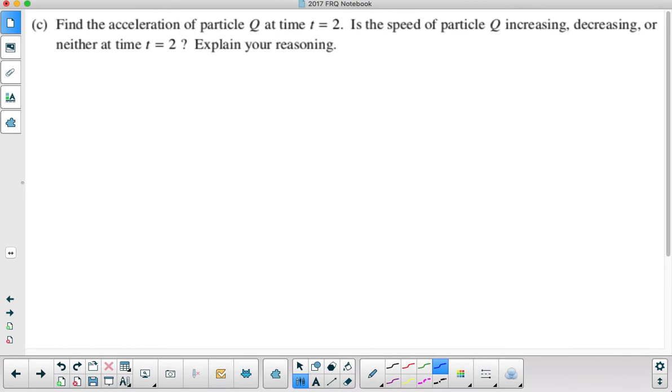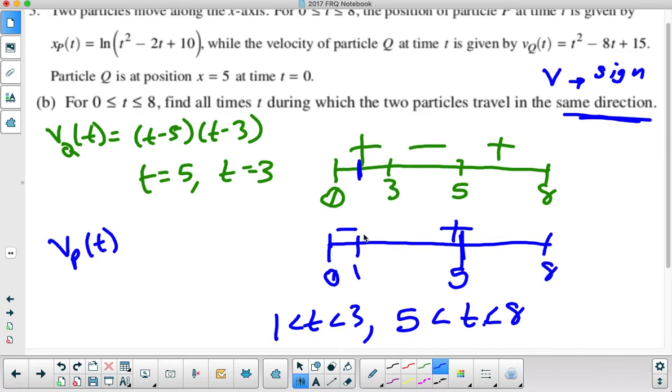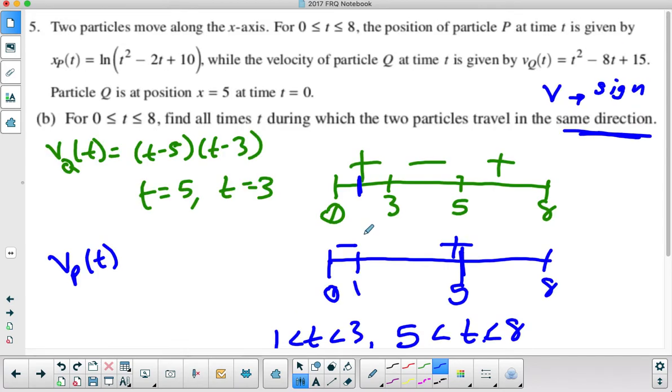Part C, find the acceleration of particle Q at time t equals 2. We want to know, is the speed of the particle Q increasing, decreasing, or neither at time t equals 2. And then explain our reasoning. So first of all, at 2, for which one are we looking at here again? Q, that's the green one. So if we look at this at 2 seconds, whatever time we're looking at here, if we look at that right here, we know it's positive for the velocity.